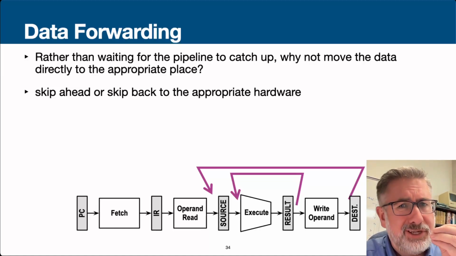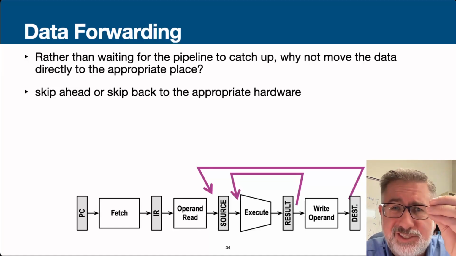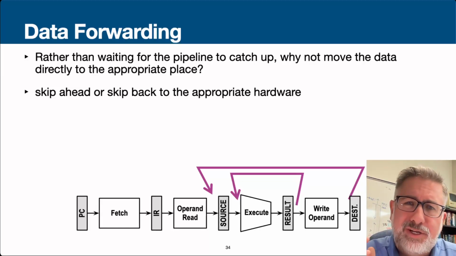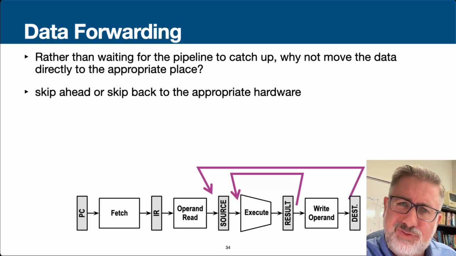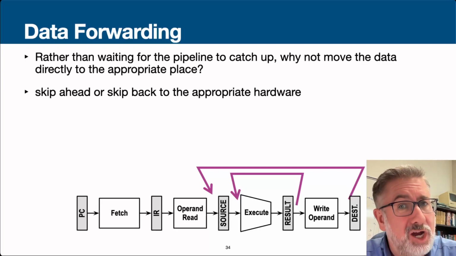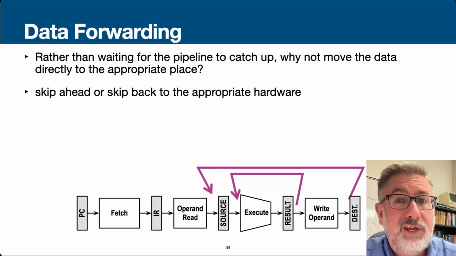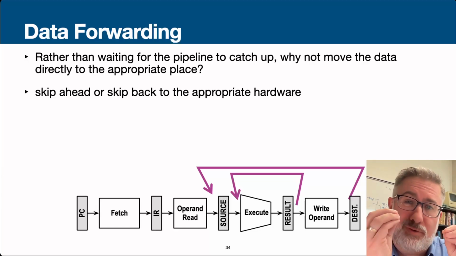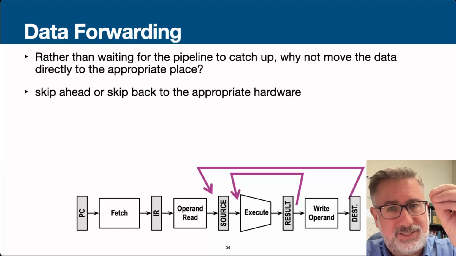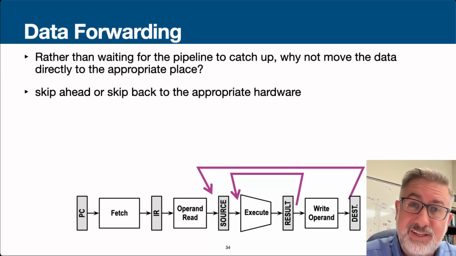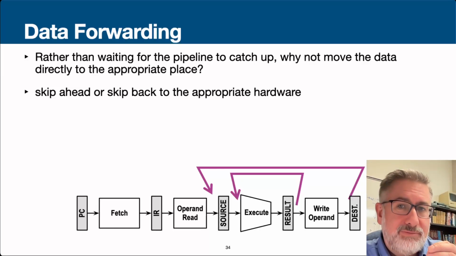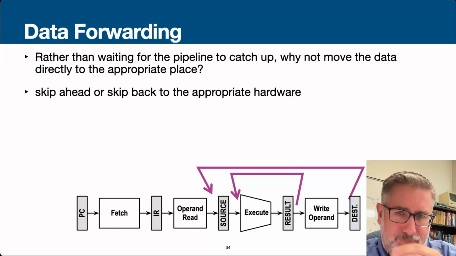Well, why don't we just give the result to the next instruction without having to wait for it to be done? Of course, we'll still put it in the register file because that instruction's job is to put the result in the register file in the destination register. But at the same time, we're also going to find a way to give it to the next instruction. And giving it to the next instruction means, in a weird kind of way, moving it backwards in the pipeline.